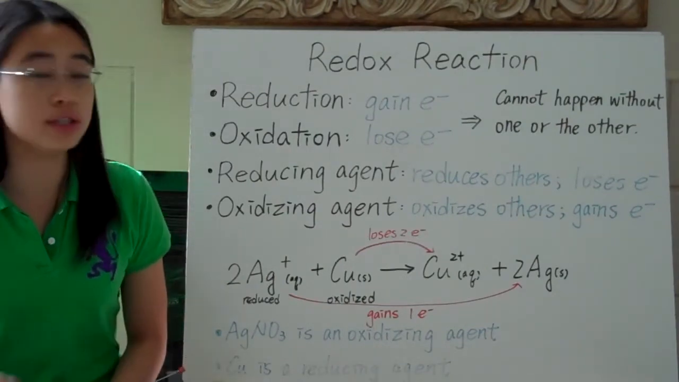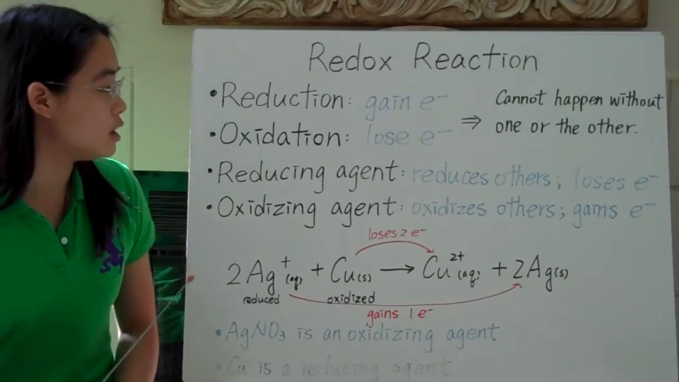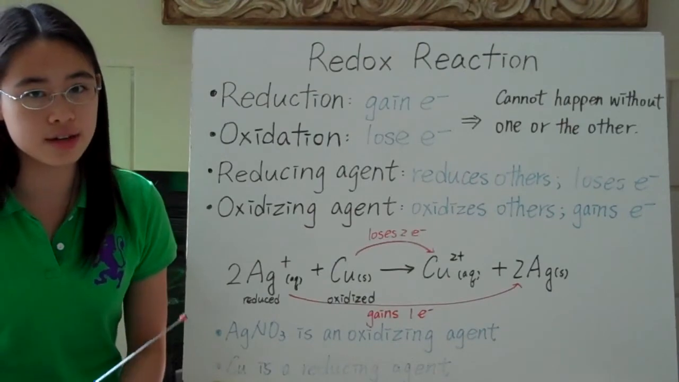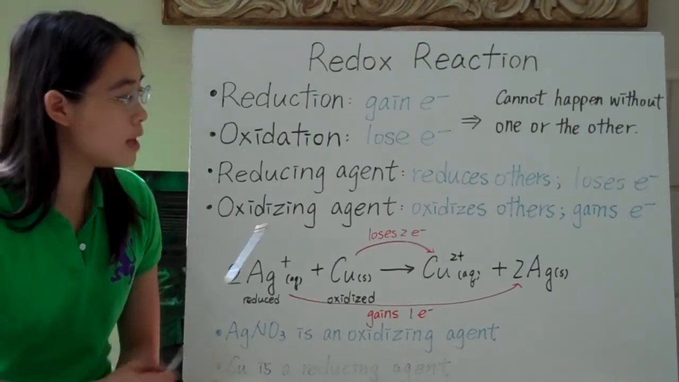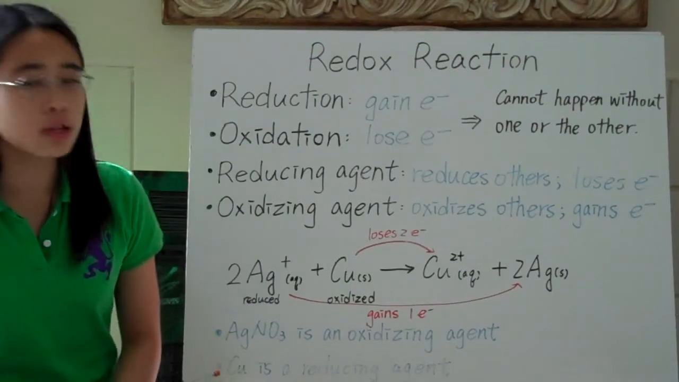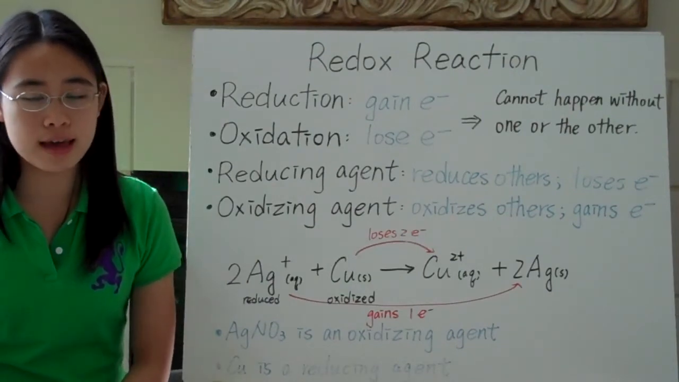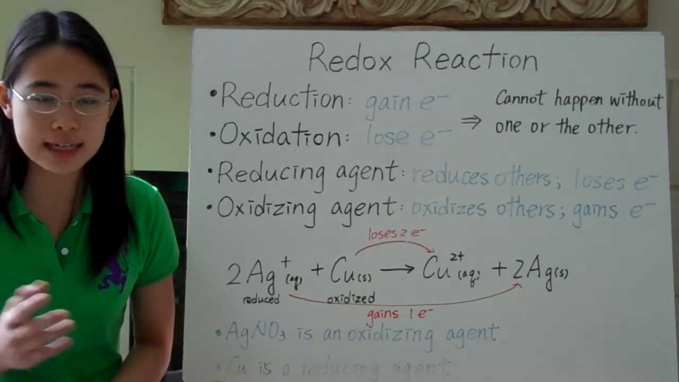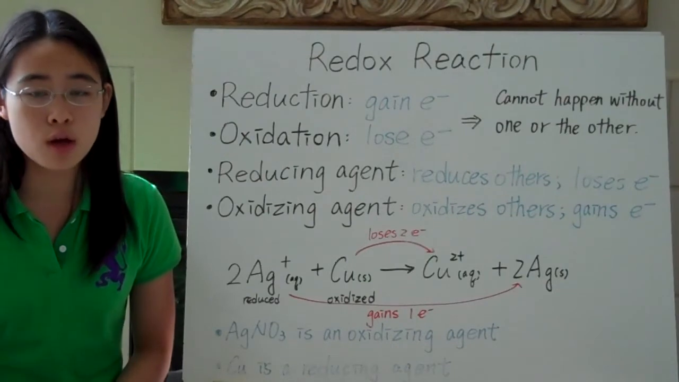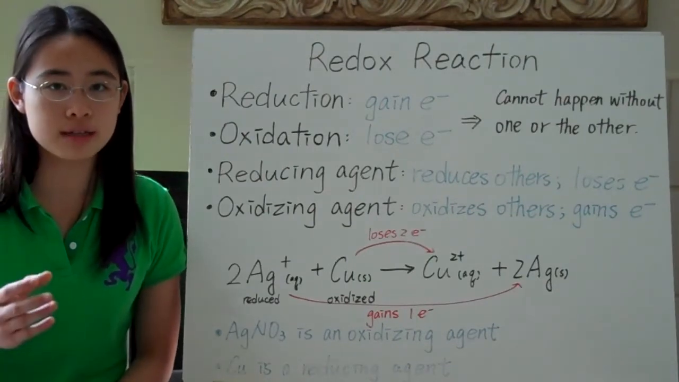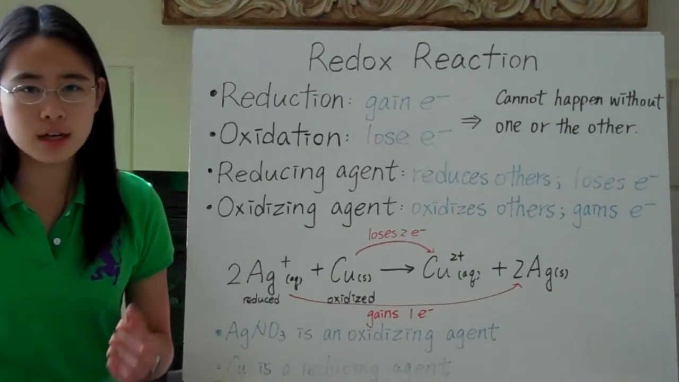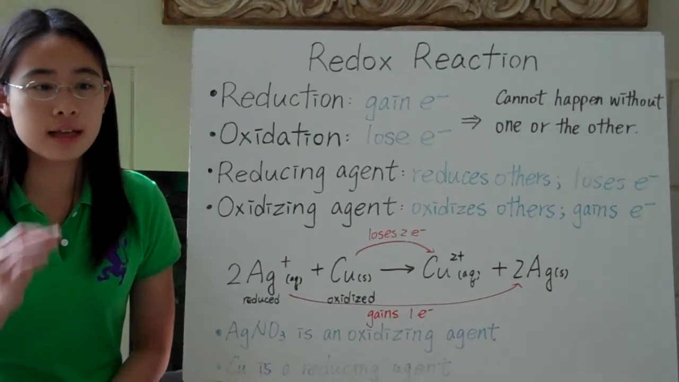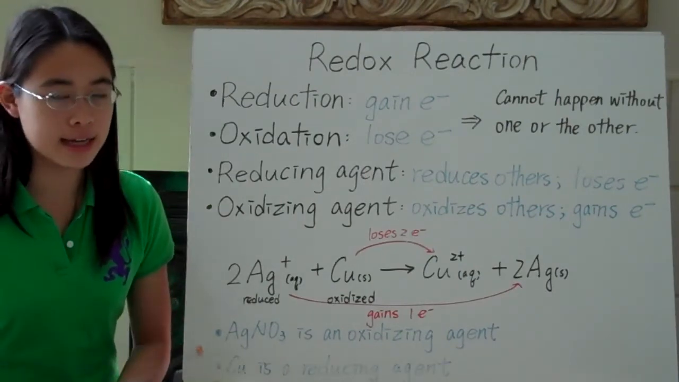Reducing agent is the one that reduces others, and itself is being oxidized, so it loses electrons. Oxidizing agent oxidizes others, so itself is being reduced, and it gains electrons. You may ask, how do I know if a chemical reaction is a redox reaction? Well, you can assign each substance its oxidation number, which is the actual charge of a monatomic ion. If the oxidation number changes during the reaction, then a redox reaction has taken place.